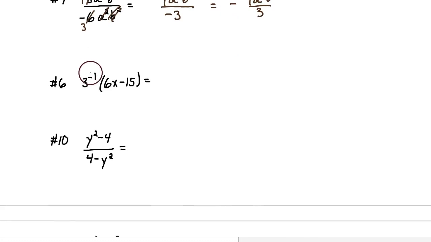Number 6, the part with the negative exponent makes a reciprocal. Let's rewrite this and put the thing with the negative exponent down in the bottom. When you move it, it now has a positive 1 exponent. Now we can reduce this. 6x divided by 3 is 2x, and 15 divided by 3 makes a 5.